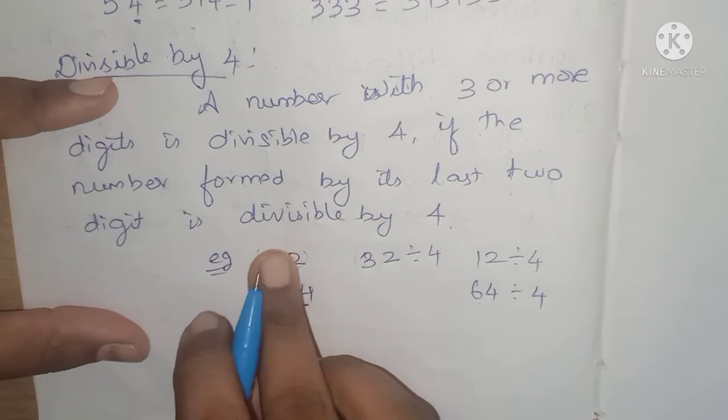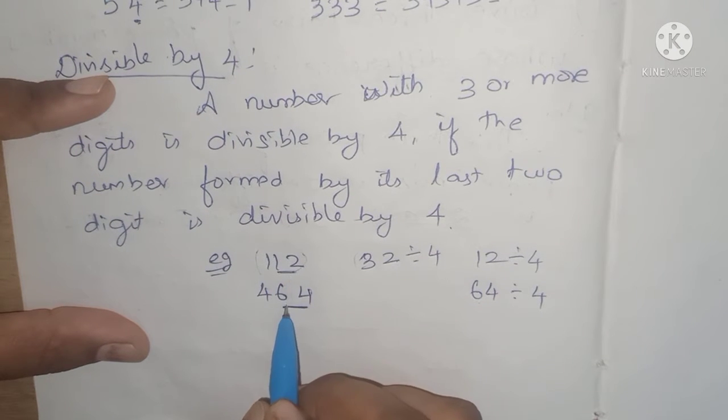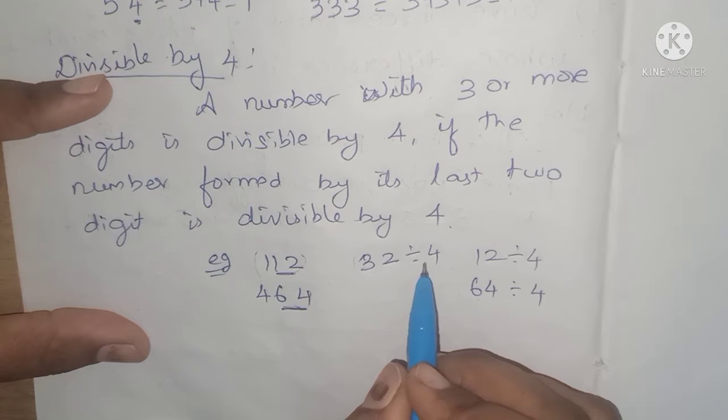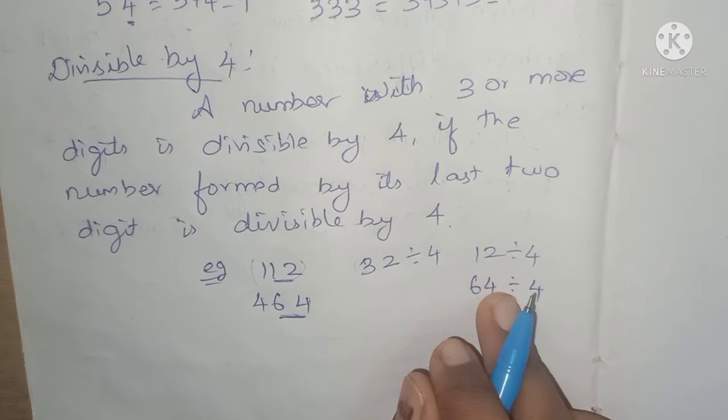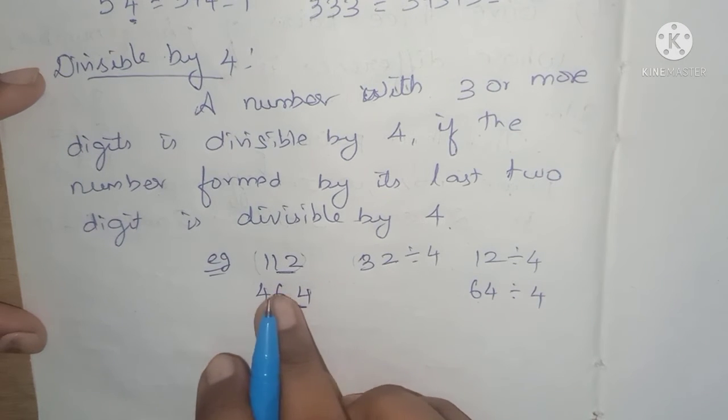If it is a bigger number, you have to consider the last 2 digits and you have to divide by 4. If it is exactly divisible by 4, then we say that the entire number is divisible by 4.